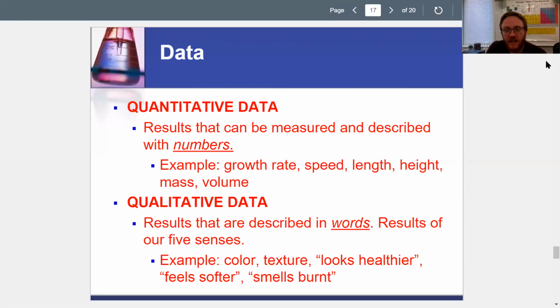So these are things that you are going to use your senses and not numbers to measure. So just be aware of that.